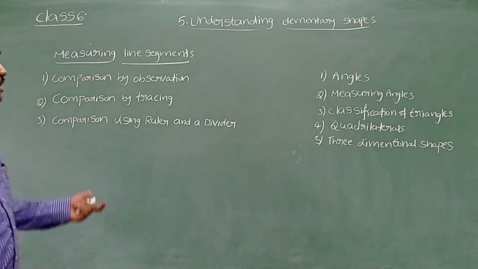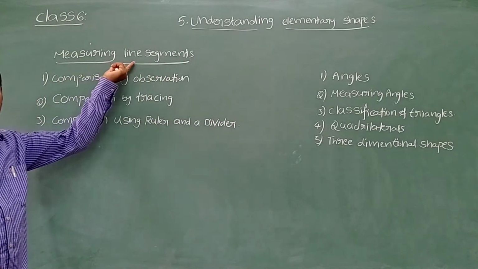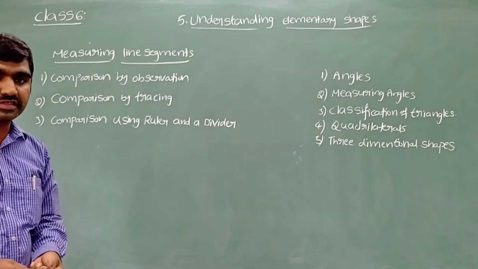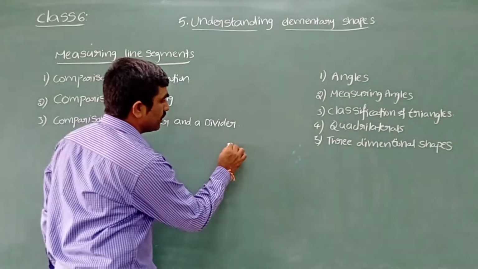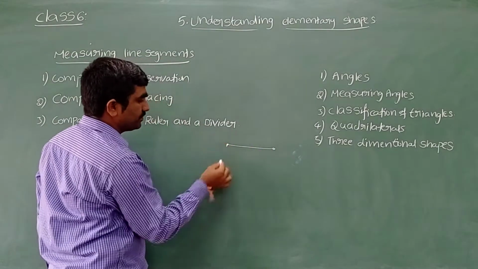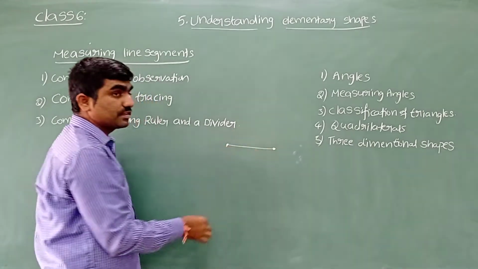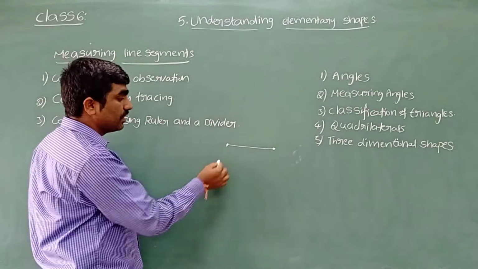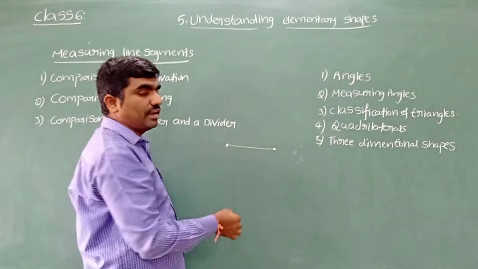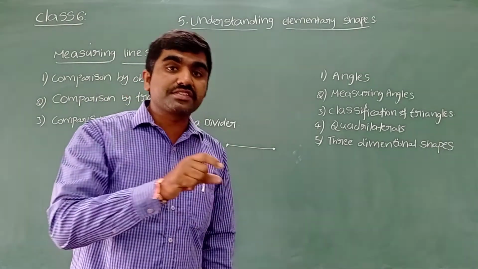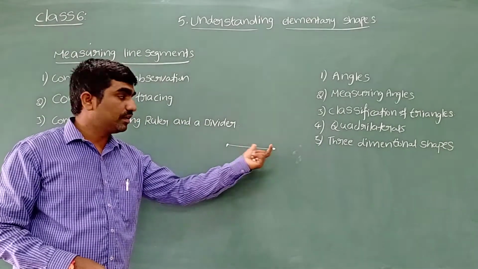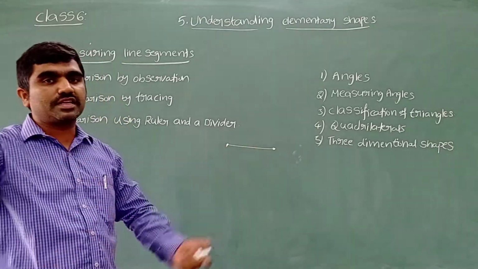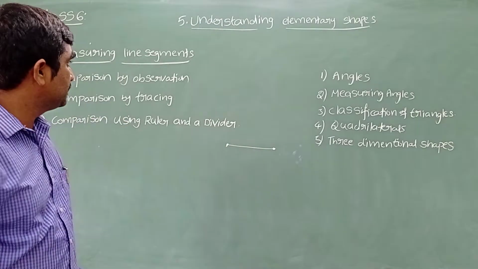Now coming to the next topic in today's class, measuring line segments. You know what is meant by a line segment, I think. Let me take one line segment here. It has two end points, and it also has a definite length. It has a fixed length. It has both a starting and an ending point. We can measure the length, so I can say that it has a fixed length.